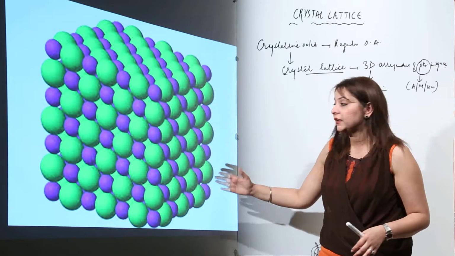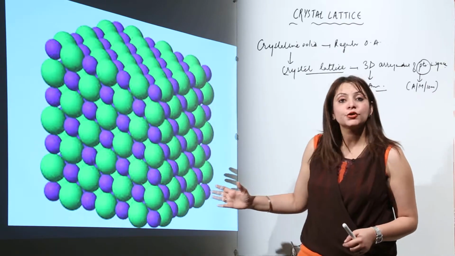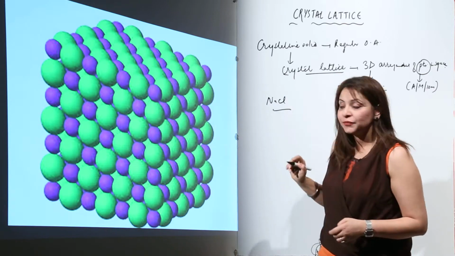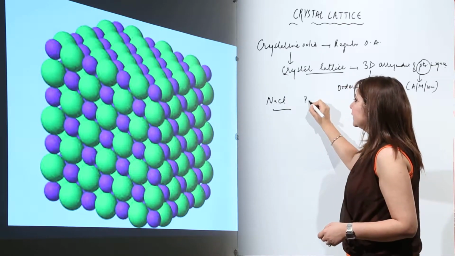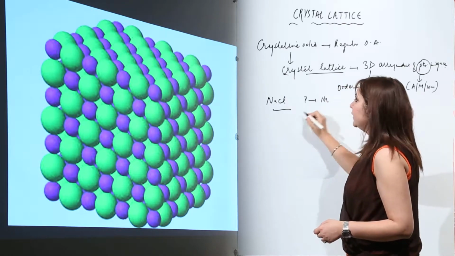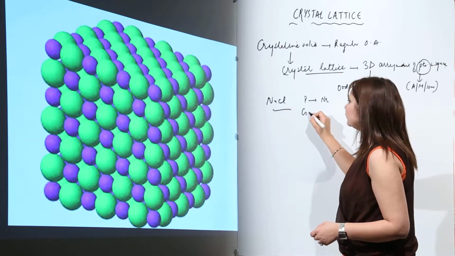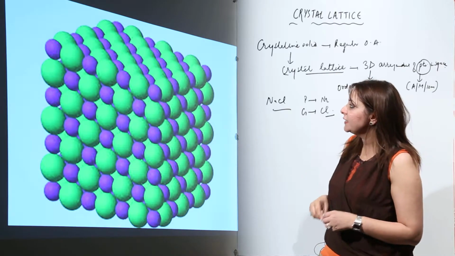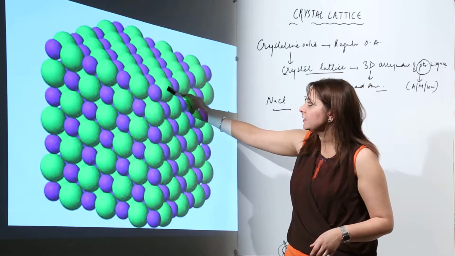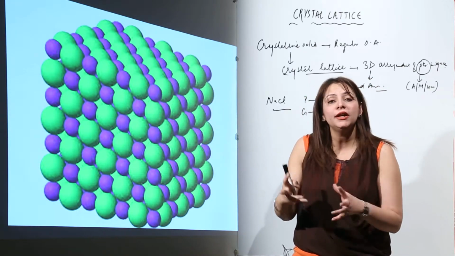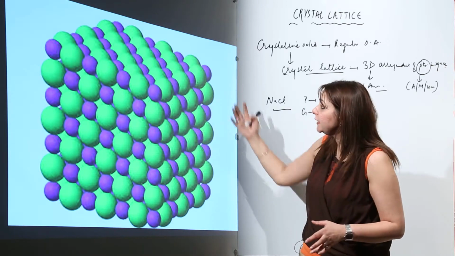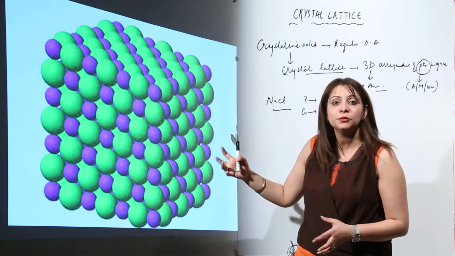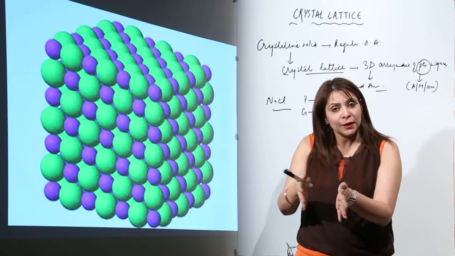As you can see in the figure, just look at the figure. This is the structure of NaCl, right. In this, the purple one is the Na and the green one is the chloride ion, right. So you can see that these are Na, these are Cl, they are regularly, orderly arranged, because as you can see in this lattice, the purple and green ones are present, but they are separated by specific distances.